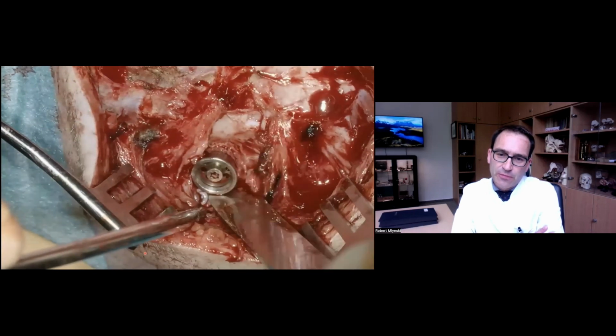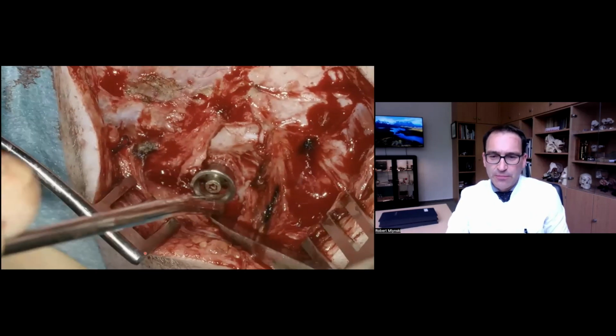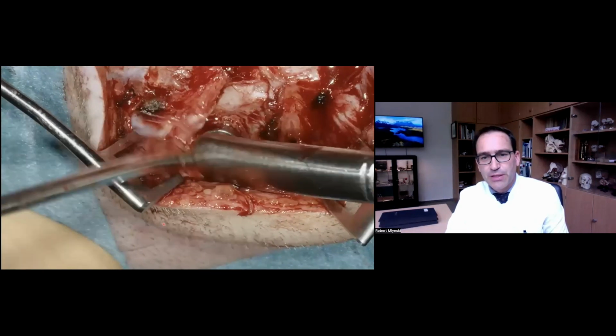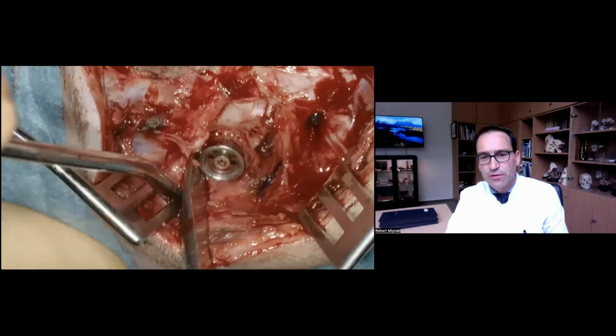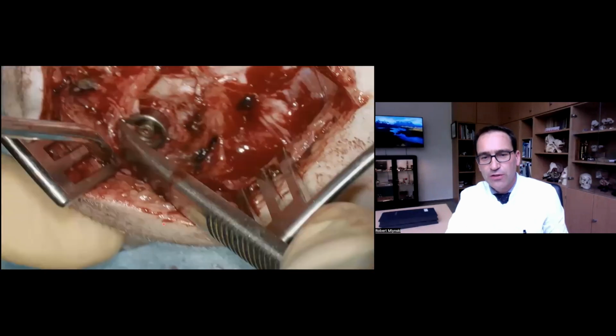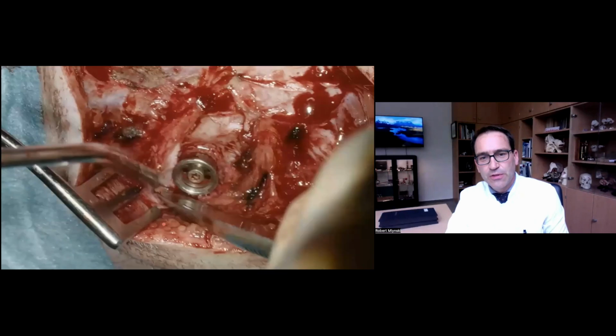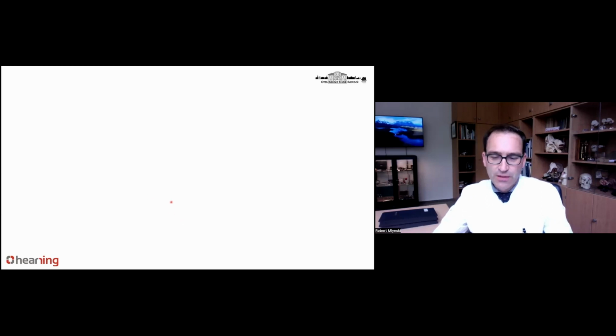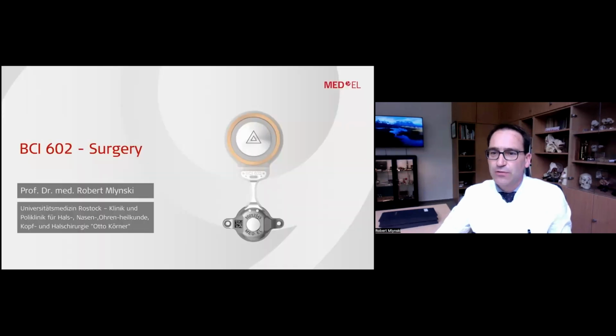I will show you some pictures of the osseointegration of formerly removed implants from other patients, not of this one. So what actually happens in osseointegration is that the bone is actively growing on the titanium oxide, and the matrix of the bone goes onto the implant. So there, you cannot unscrew this implant. And now I would like, Patrick, you to share the video, the proper video of our surgery.